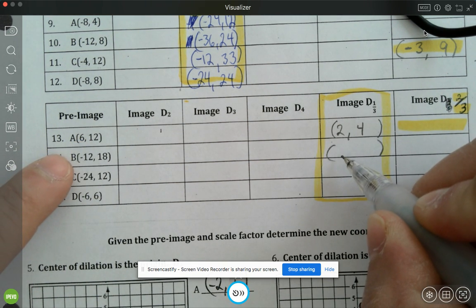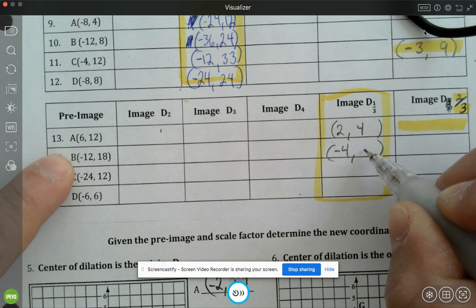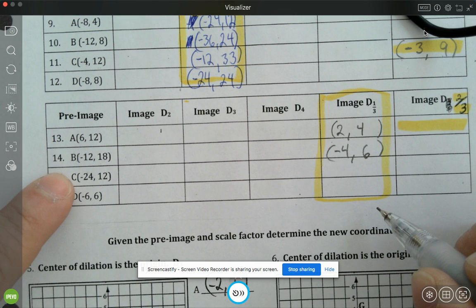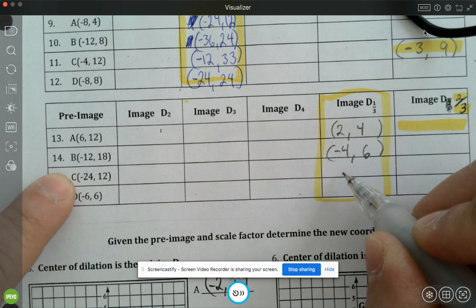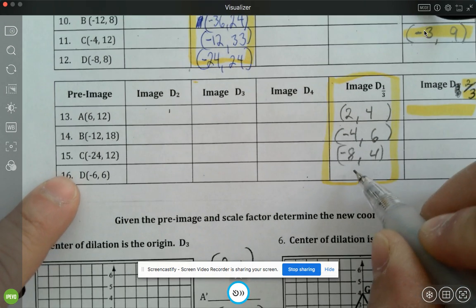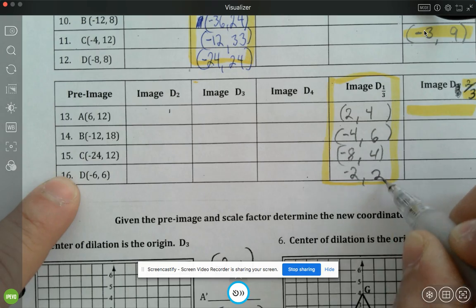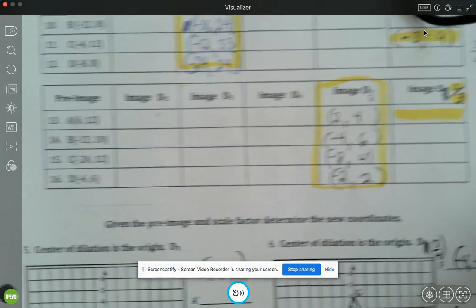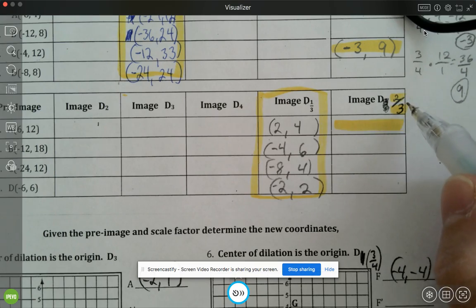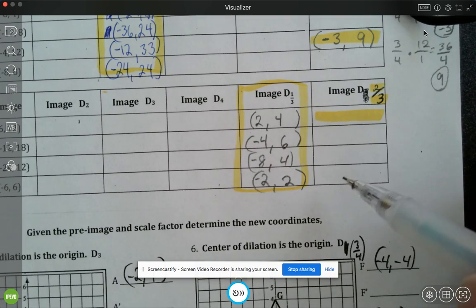Keep going here. This would be -12 divided by 3, which is -4. And this would be +6. This one divided by 3 would be -8 and 4, and then 1/3 of this, when you divide by 3, is -2, 2. So I left this here for you. You're going to multiply all these numbers by 2/3, and then write those there.